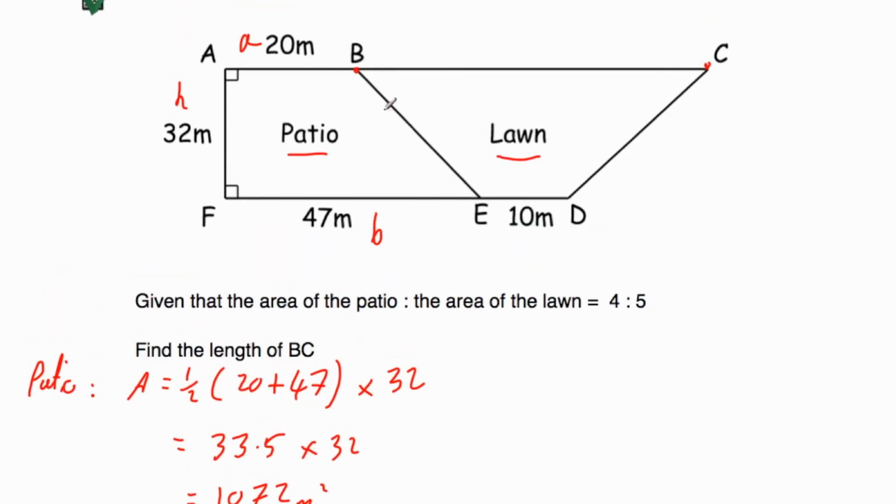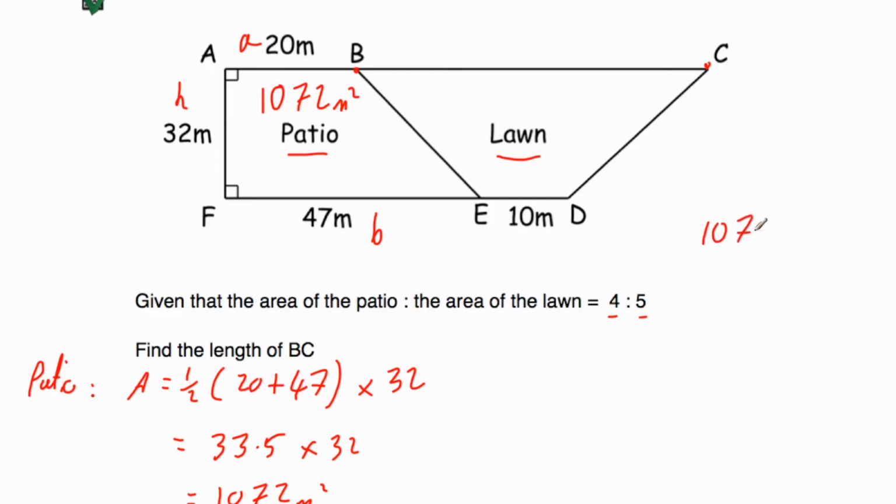So the area of the patio is 1072 meters squared. So that's the area of the section. So we found the area of the patio, which is 1072 square meters. So we now need to find the area of the lawn. But we're given the ratio, and we're told that for every 4 square meters of patio, there's 5 square meters of lawn. So if we divide the 1072 by the patio number in the ratio, the 4, and then times by 5, that would tell us the area of the lawn.